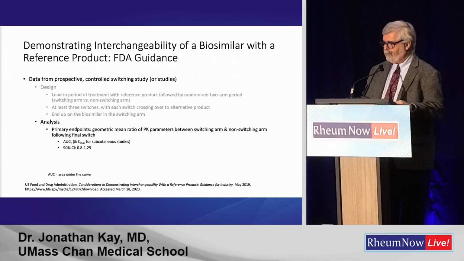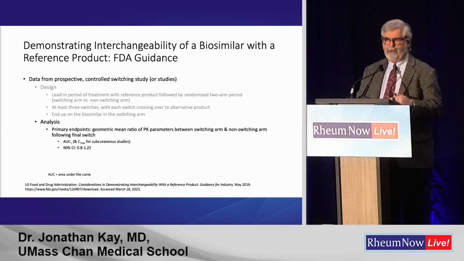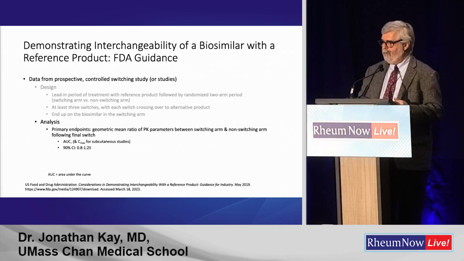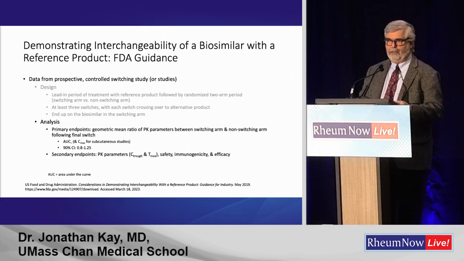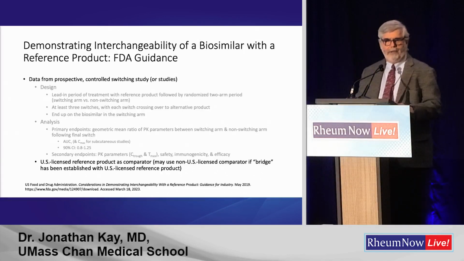The primary endpoints for such a study have to be pharmacokinetic endpoints, because those are much more sensitive to detecting potential differences than are the clinical endpoints. So area under the curve tau, and for subcutaneous molecules, the maximal concentration at steady state. And these are subjected to the standard pharmacokinetic equivalence range of 0.8 to 1.25. Secondary endpoints include other pharmacokinetic parameters, safety, immunogenicity, and efficacy. And they suggested that the U.S. licensed reference product has to be used as a comparator unless there's a bridging study between a non-U.S. comparator and the U.S. product.